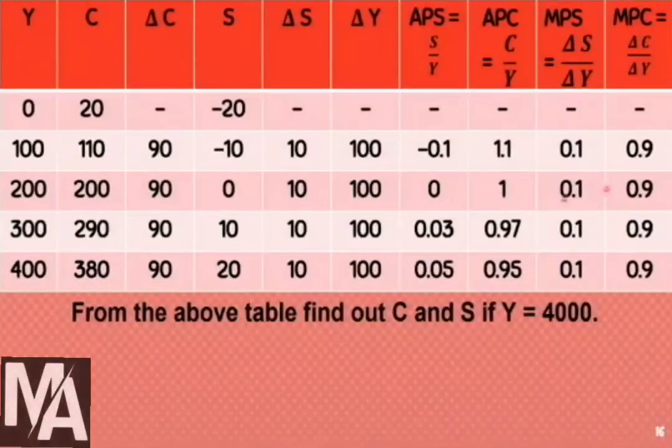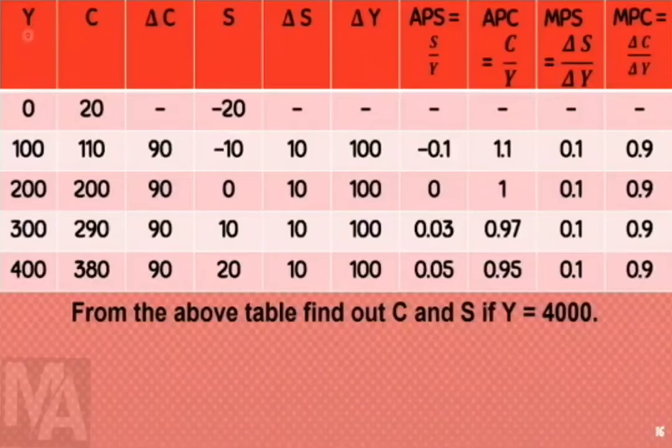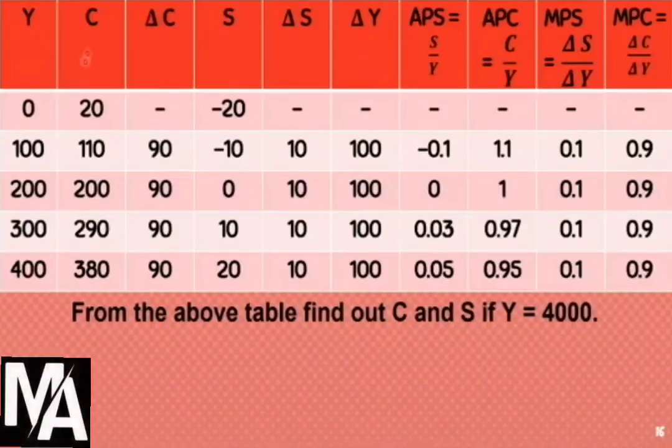We have this table here to prove this, where we will prove that one part is APS and the other part is APC, one part is MPS and the other part is MPC. So we have the table here, Y, that is 0 to 400. We have income. Now I have changed the values here slightly. We have 20, then we have 110, we have 200, 290 and 380.